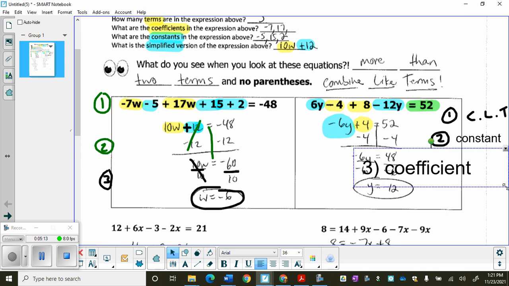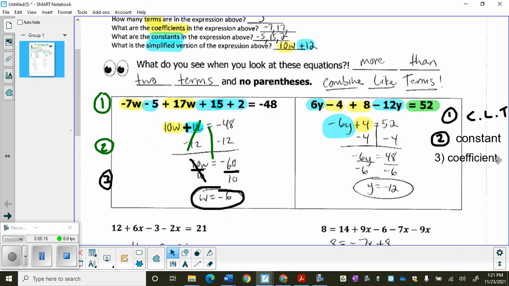And that's why the title of this page, again, is 3-step equations, where you just have to combine like terms first. That's that first step. So after we combine like terms, we're going to get rid of the constant, positive 4, so I'm minus 4, and 52 minus 4 is 48.